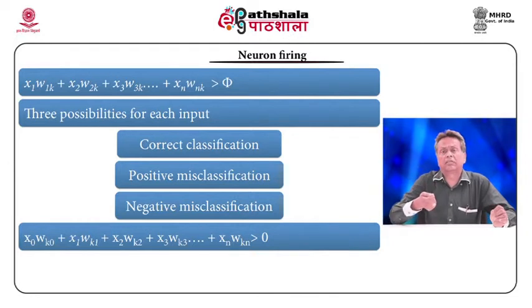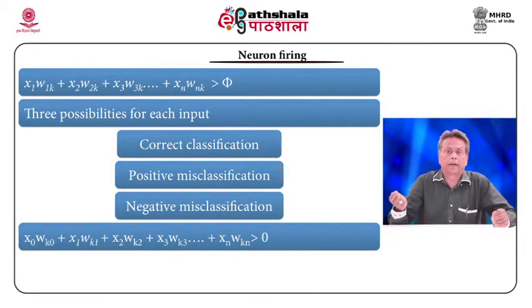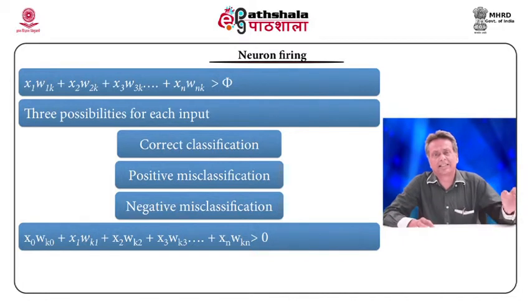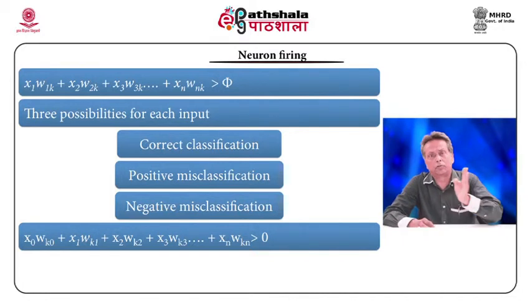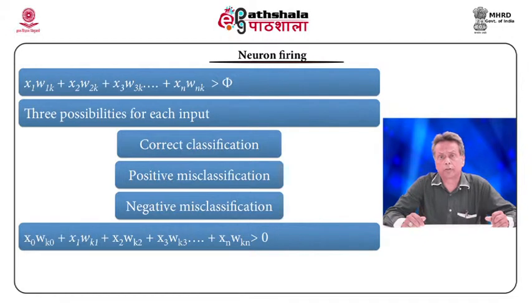We also have x0, assume x0 as 1 and w0 is minus threshold. Then the equation is very simplified. It is x0 w0 plus x1 w1 and so on, and if it is greater than 0, then it fires, less than 0 it doesn't. Now, this is the simplified version of the function. Remember, x0 is not an input, it is a value 1 and w0 is minus threshold value.